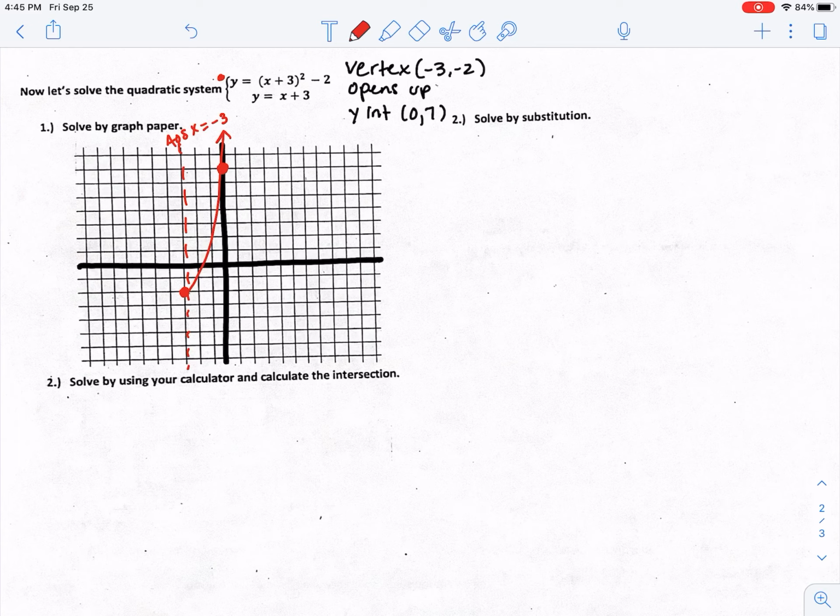So I have half of my parabola. I need to graph the other half by reflecting the point 0, 7 over the line x equals negative 3. So that means I will have this coordinate. And then I can finish off my parabola.